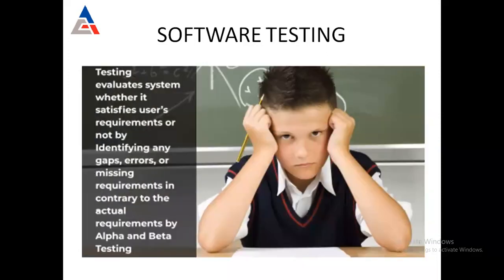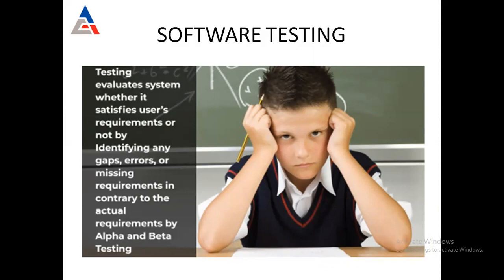After coding, testing is done by the software engineering team, to check that whatever functions we have developed so far, are they working properly, are they interacting with each other properly, are all the instructions that we have written in the software working properly. So testing evaluates whether the system satisfies user requirements or not, identifying any gaps, errors, or missing requirements contrary to the actual requirement, by alpha beta testing.